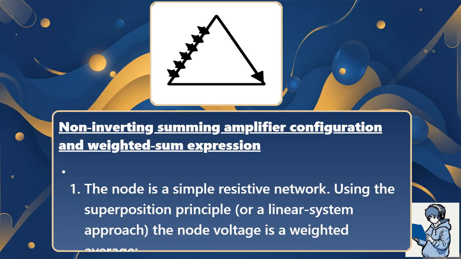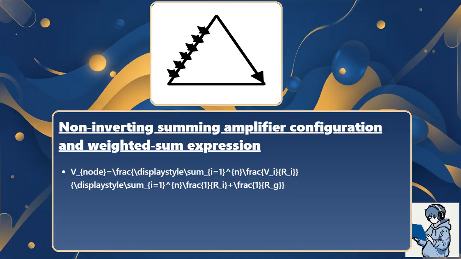1. The node is a simple resistive network. Using the superposition principle or a linear system approach, the node voltage is a weighted average. V node equals the sum from i equals 1 to n of Vi over Ri, divided by the sum from i equals 1 to n of 1 over Ri, plus 1 over Rg.